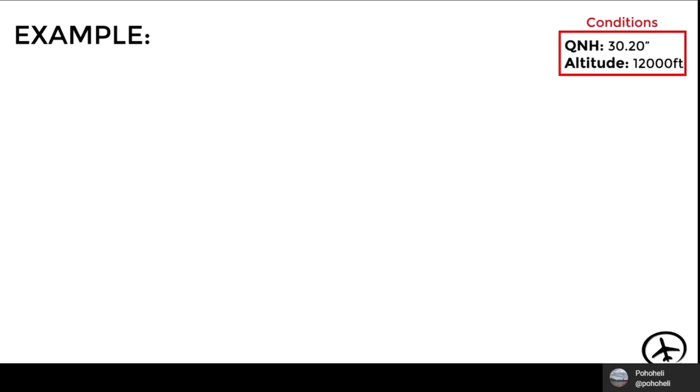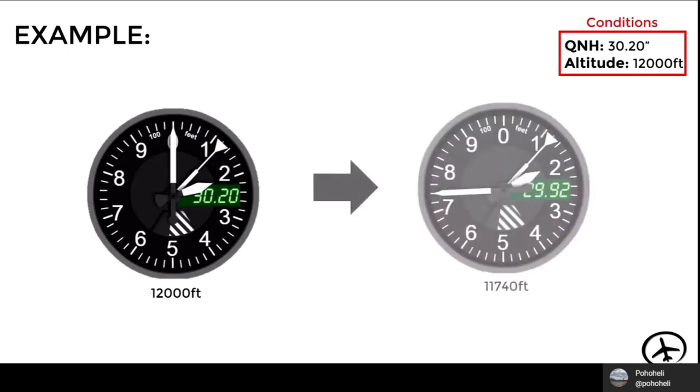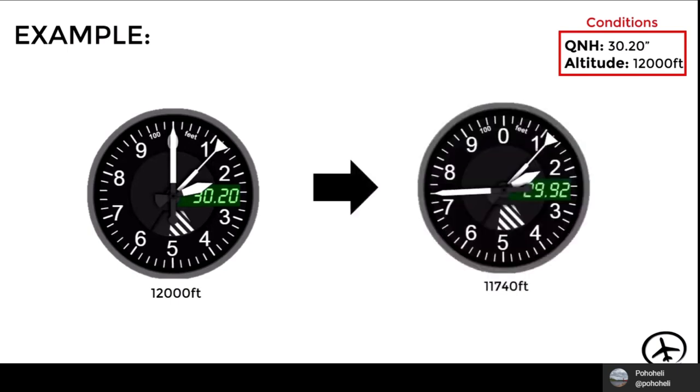Now, let's see how to determine the pressure altitude using the altimeter of the aircraft, using the same conditions as in the previous example. So, normally our altimeter will be adjusted with the local QNH of 3020, in this case indicating an altitude of 12,000 feet. To determine the pressure altitude, all we have to do is adjust 2992 in the altimeter and read the altitude indication. In this case 11,740 feet.